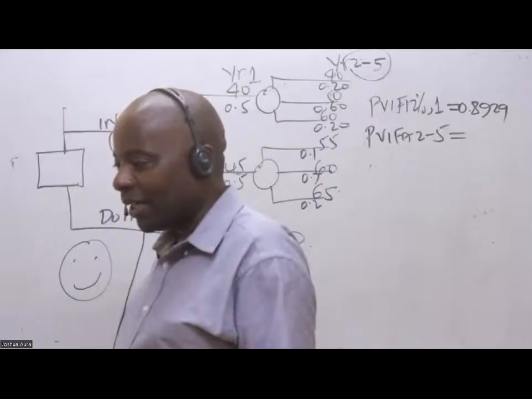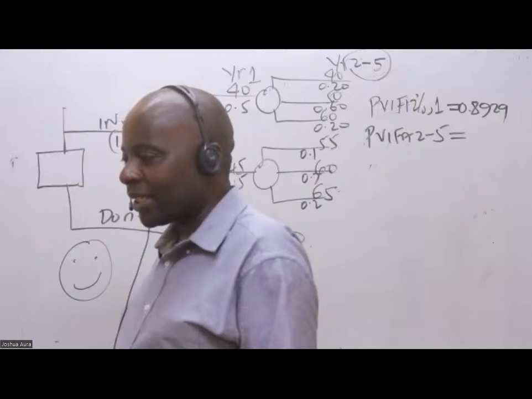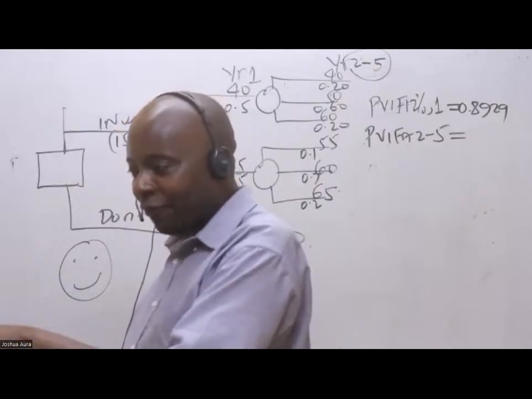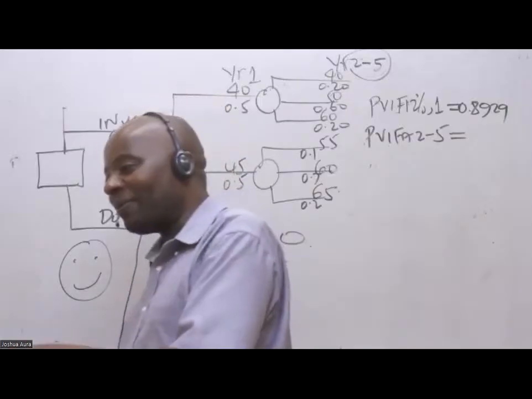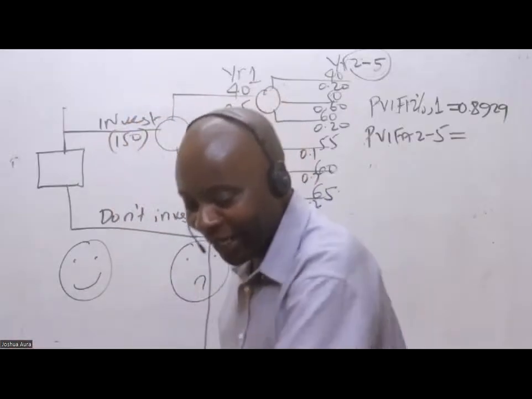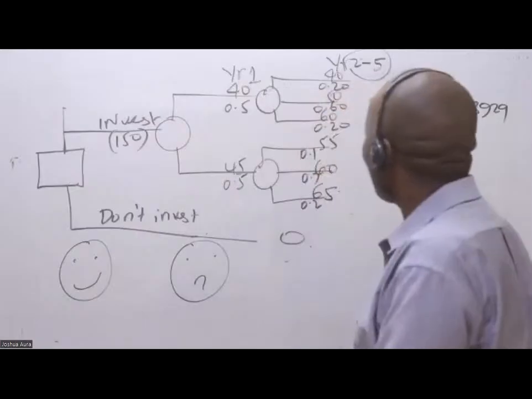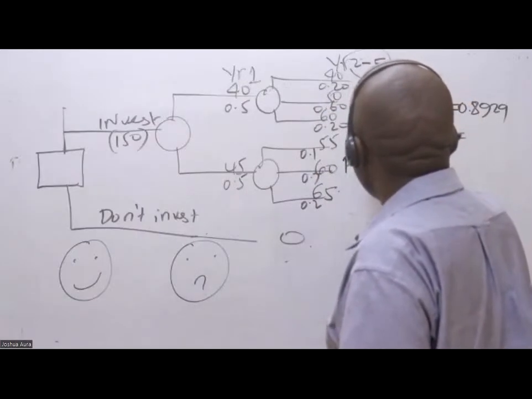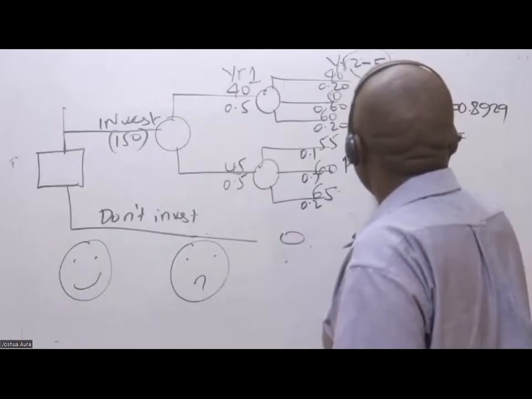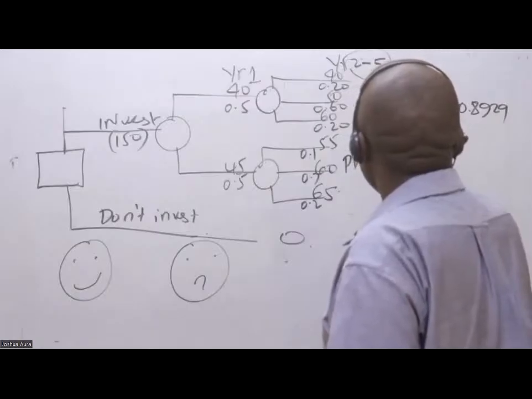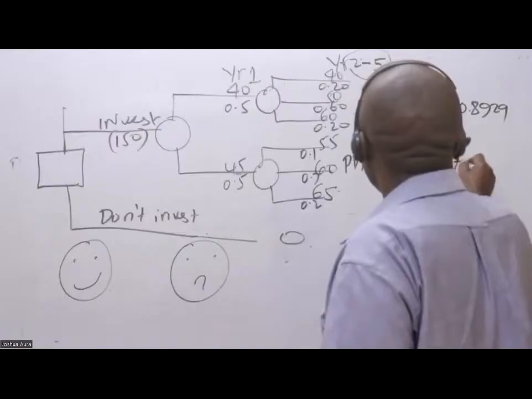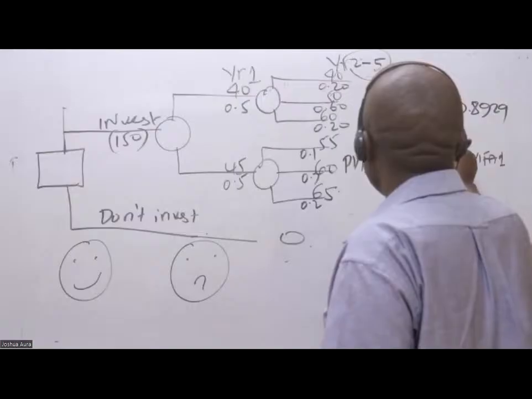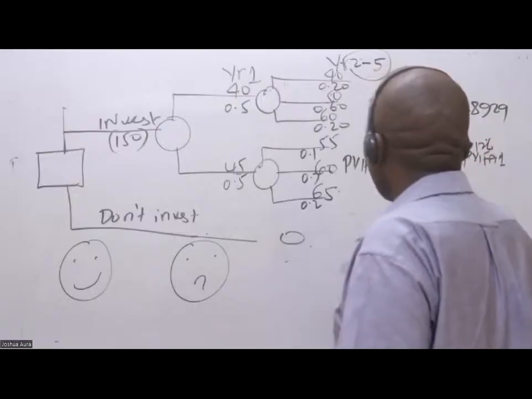PV-FA. Yes, you can now see they are able to interpret very well. They're able to do year 5 minus year 1. Thank you very much. So in this case, what do we have here for PV-FA? PV-FA 2 to 5 is PV-FA 5 minus PV-FA 1. Don't forget you're using 12% across.